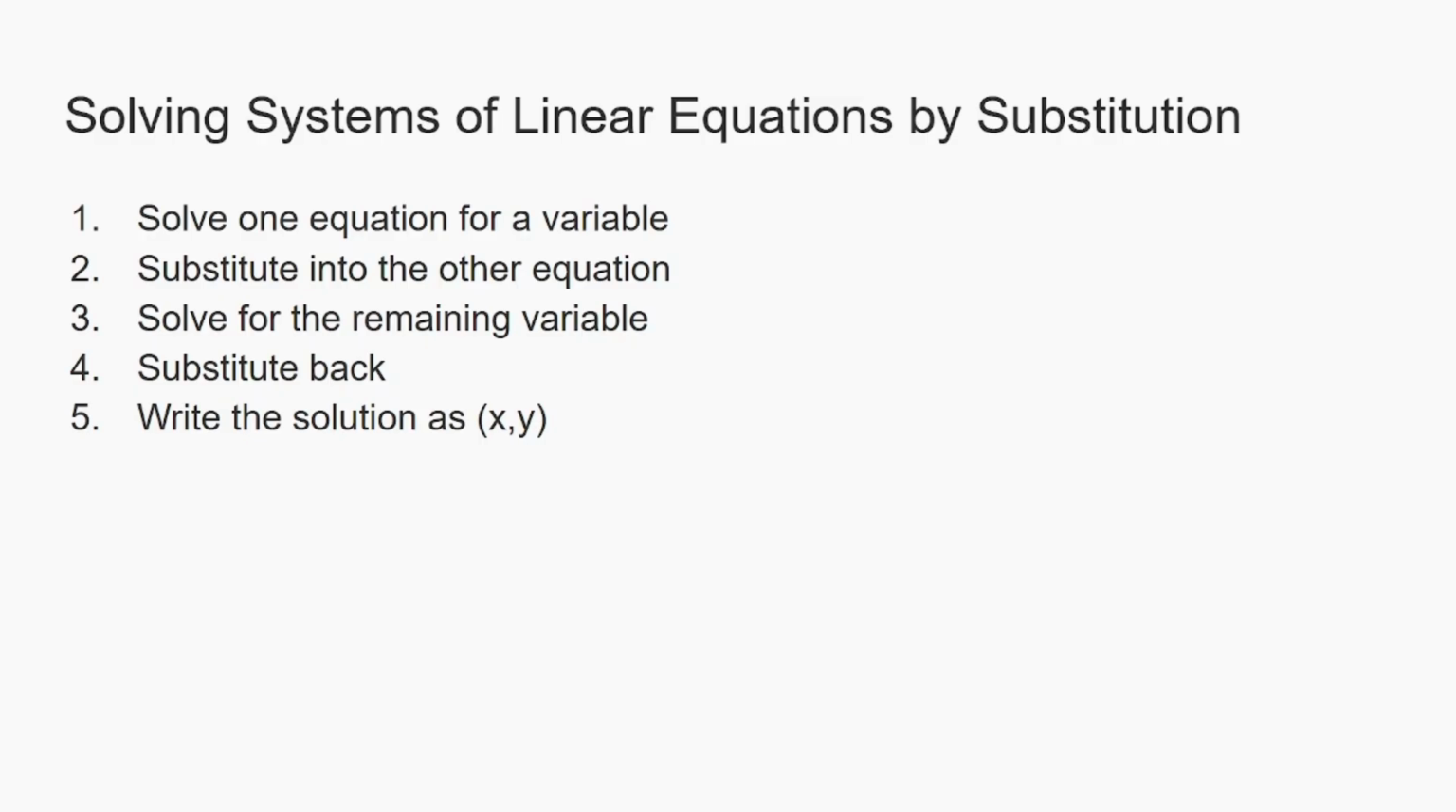Number 2, we're going to substitute into the other equation. Number 3, solve for the remaining variable. 4, substitute back, and 5, write the solution as (x, y). So the solution to a system of linear equations is going to be an ordered pair with two values.